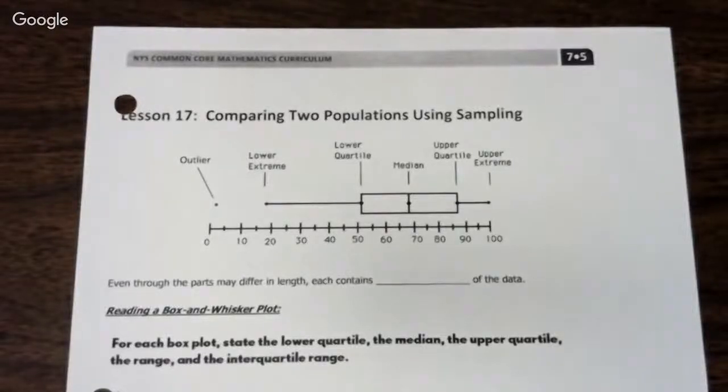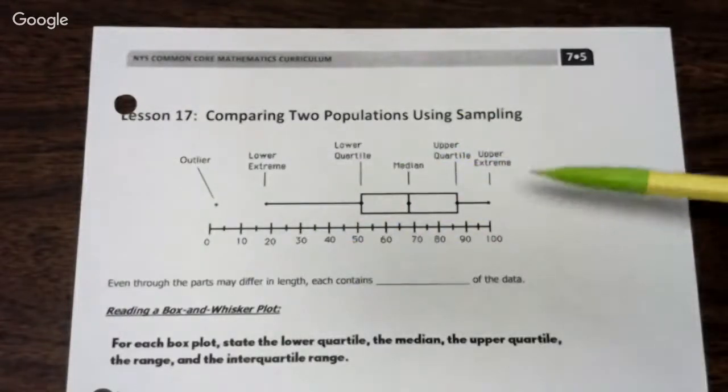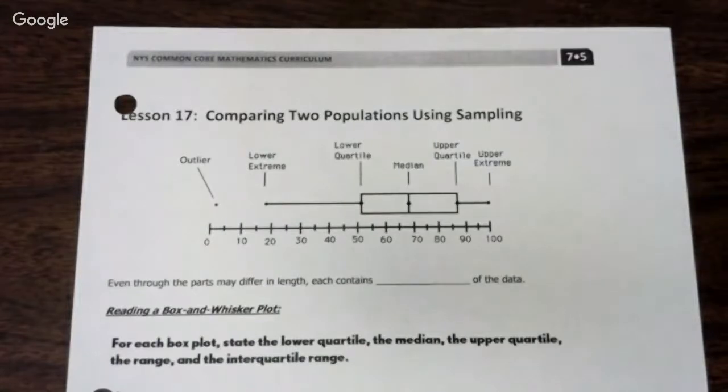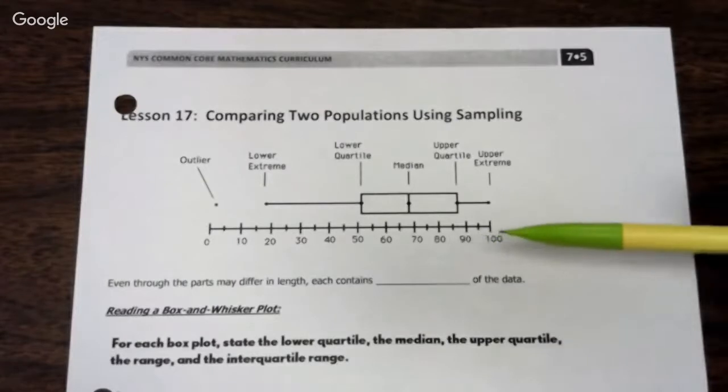All right, we're doing Module 5, Lesson 17. We're going to start to compare two populations using sampling. So before we begin this lesson, I have to remind you about this graph. This is called a box plot or a box and whisker plot. Now, you should have learned this in 6th grade, but we're going to talk about this again.